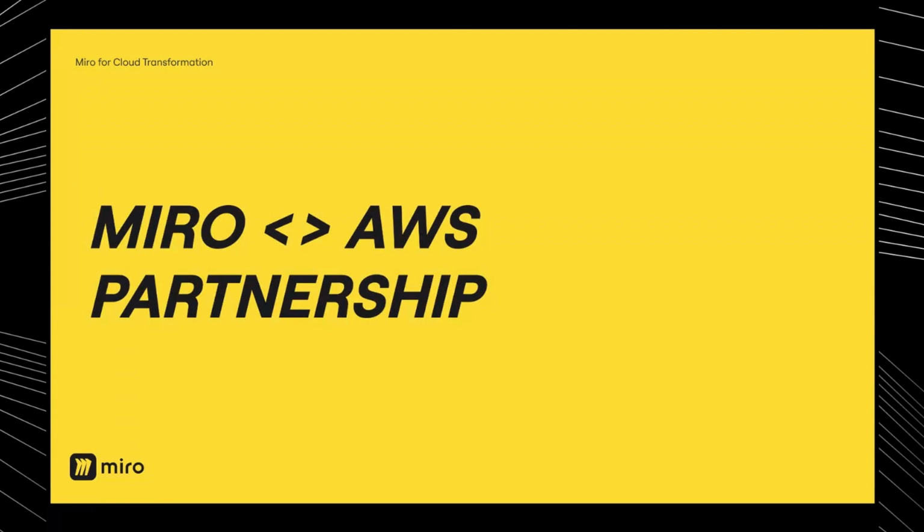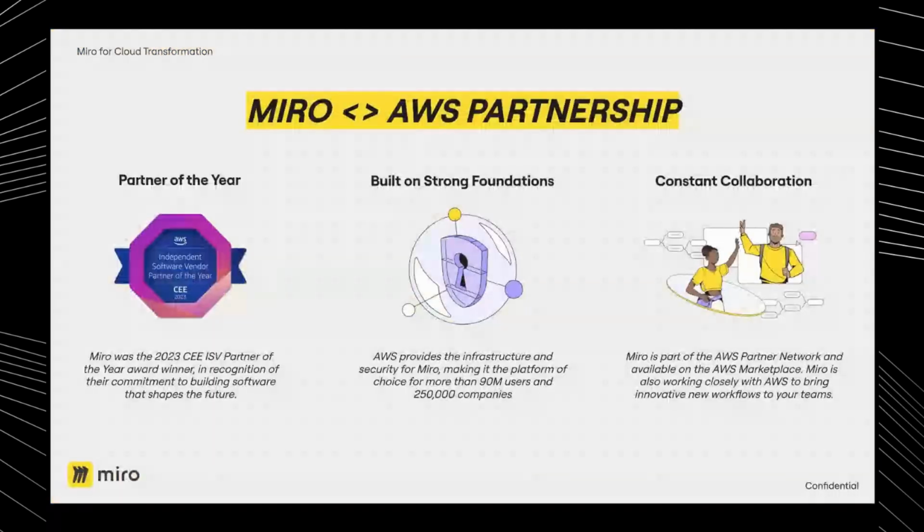Our partnership with AWS, we actually won Partner of the Year in 2023 at re:Invent. In addition, we also are a company built on strong foundations. We have over 90 million users using a highly scalable architecture hosted on AWS. We're also listed in the AWS Partner Network and AWS Marketplace, and we have the privilege of working with the AWS prototyping team to ensure that we're building the features and capabilities to support AWS customers.